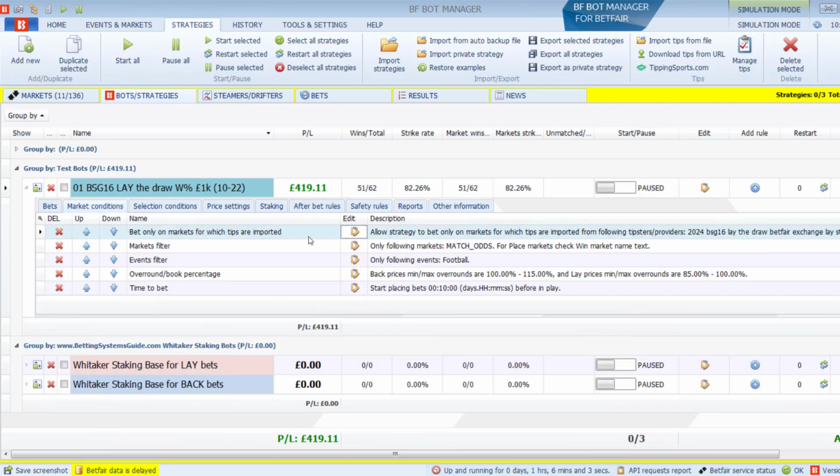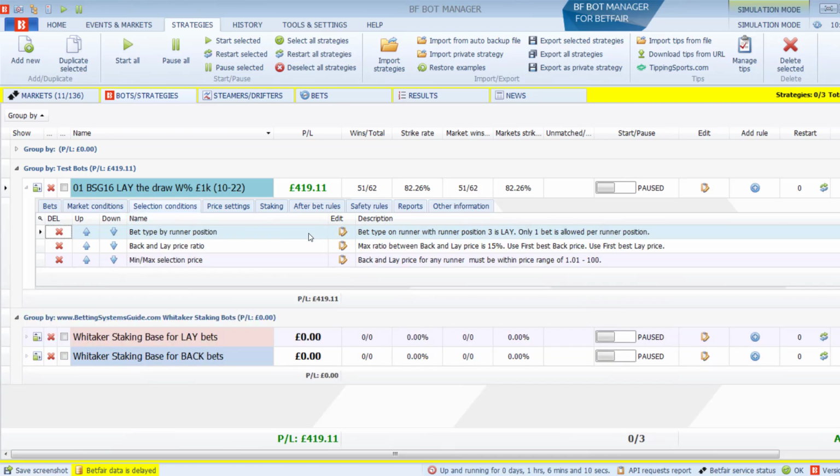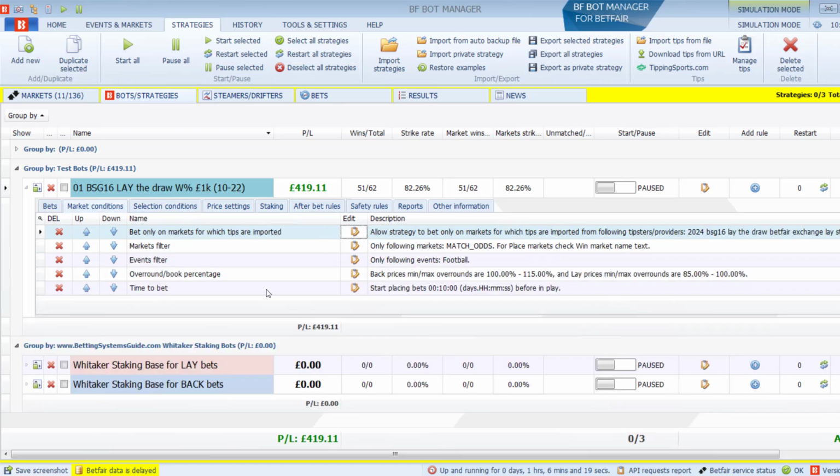So I'm using this market conditions rule, bet only on markets for which tips are imported, and combining that with a bet type by runner position because I only want it to lay the draw on those markets that are selected. Other conditions I've put in there: a markets filter for match odds, an events filter for football, and for my overround, I've gone back to the default overrounds that come with the BFBot Manager, and that's a lay overround of 85% to 100%.